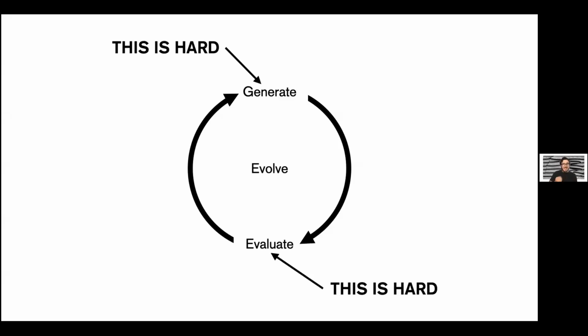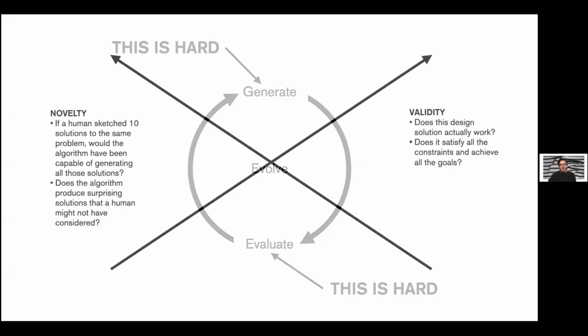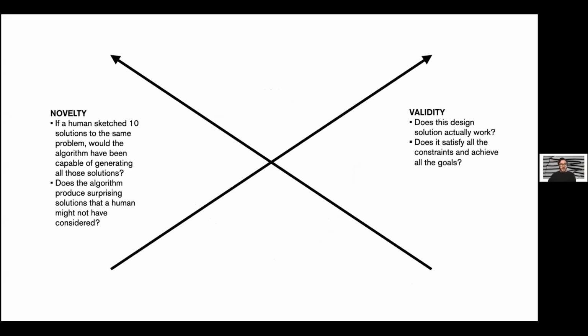But the trouble is that both of these things are really hard. Creating really good generative routines is hard. Creating evaluative tests that actually encompass the things that we mean when we say a design is good is also really hard. On the generative side, I like to talk about this trade-off between novelty and validity.